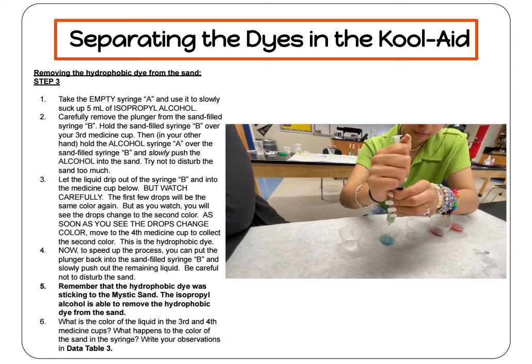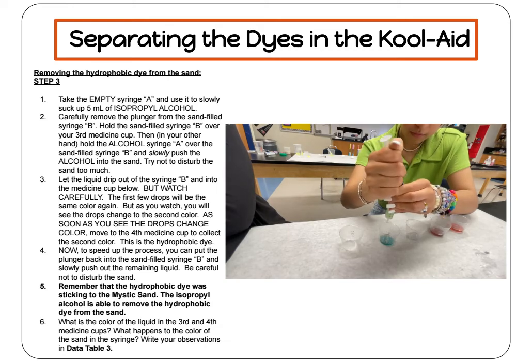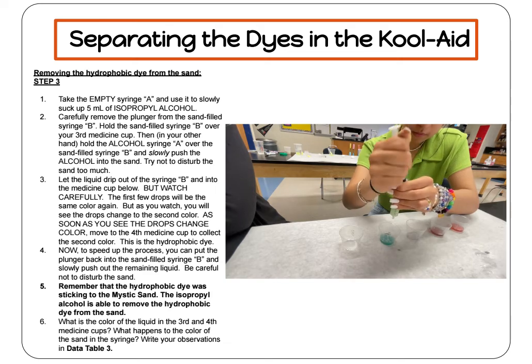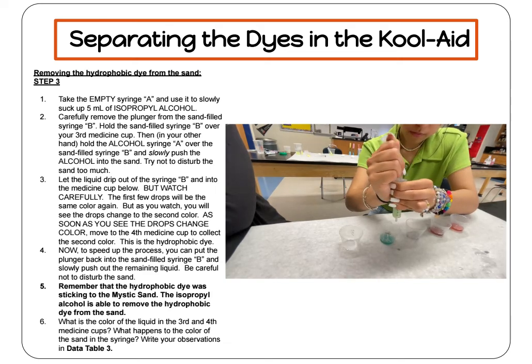As you do this, observe what's happening. What is the color of the liquid in the third cup versus the fourth cup? Are they different? What happens to the color of the sand in the syringe? Write your observations in Data Table 3.